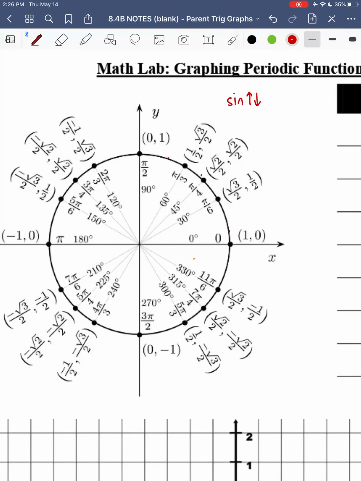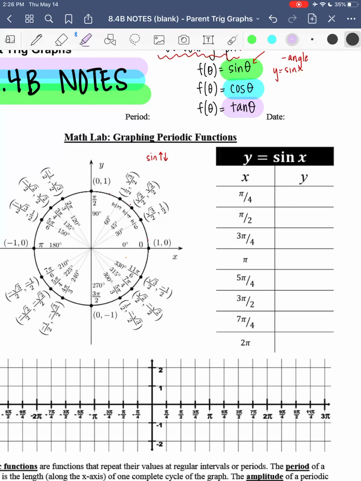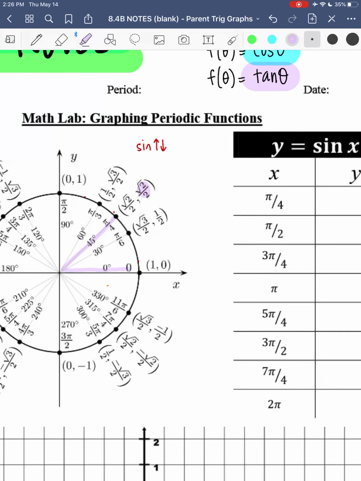So let's fill in our graph that we have over here. So we're going to be looking at our y coordinates. So first we're going to look at when x is pi fourths. So when we're looking at the angle pi fourths, here's the angle pi fourths right here on our unit circle. What's sine of pi fourths? Well, it's this value right here. Sine and cosine are actually equal at pi fourths because you're the same amount to the right and the same amount up or down right at that point.